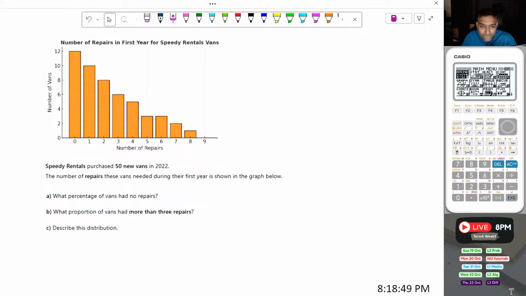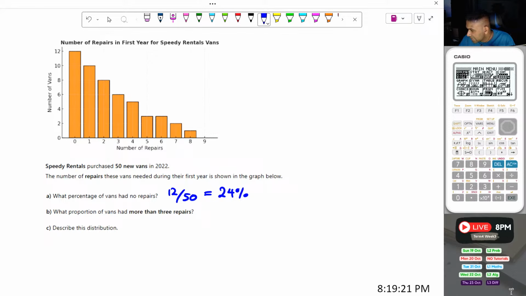All right, I'll go through this question, because there's really nothing more to do in these ones apart from the odd questions that sneak in every now and then. So the first question is, what percentage of vans had no repairs? So no repairs is 12. We've got 50 vans in total, so that's going to be 12 out of 50. Because it's asking for percentage, we just want to write this as percentage and not as a fraction. So that's going to be 24%.